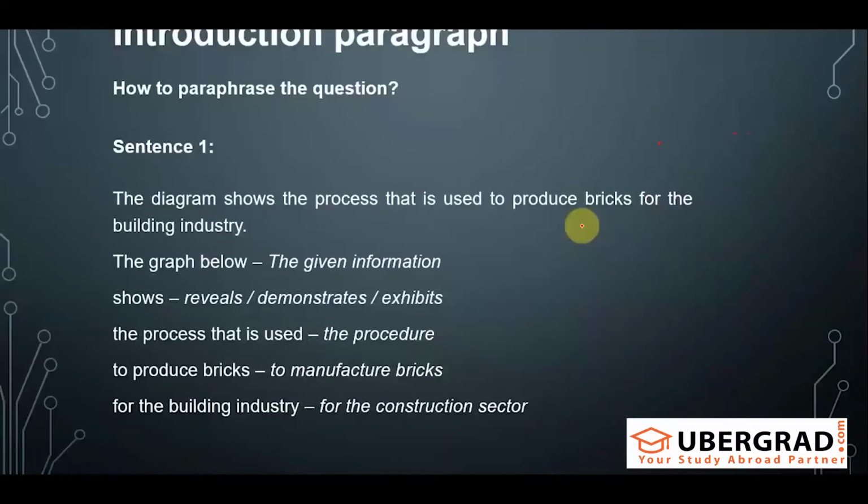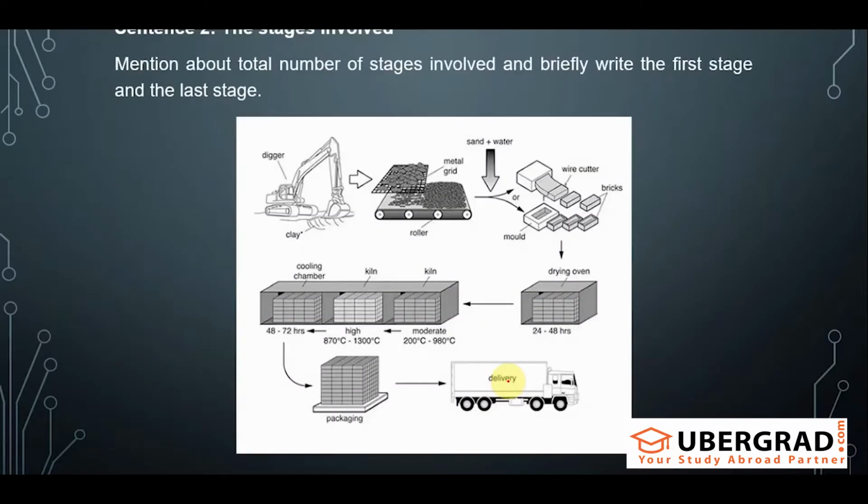So let's see how to do this. The graph below, now they have again broken it. The diagram, instead of diagram, they have, okay. This is not graph, this is diagram. So the given information demonstrates the procedure. Instead of process, you can use the word procedure. Instead of to produce, you can use manufacture. Bricks you cannot paraphrase. For building industry, for construction sector. Okay. So this is how they have paraphrased it.